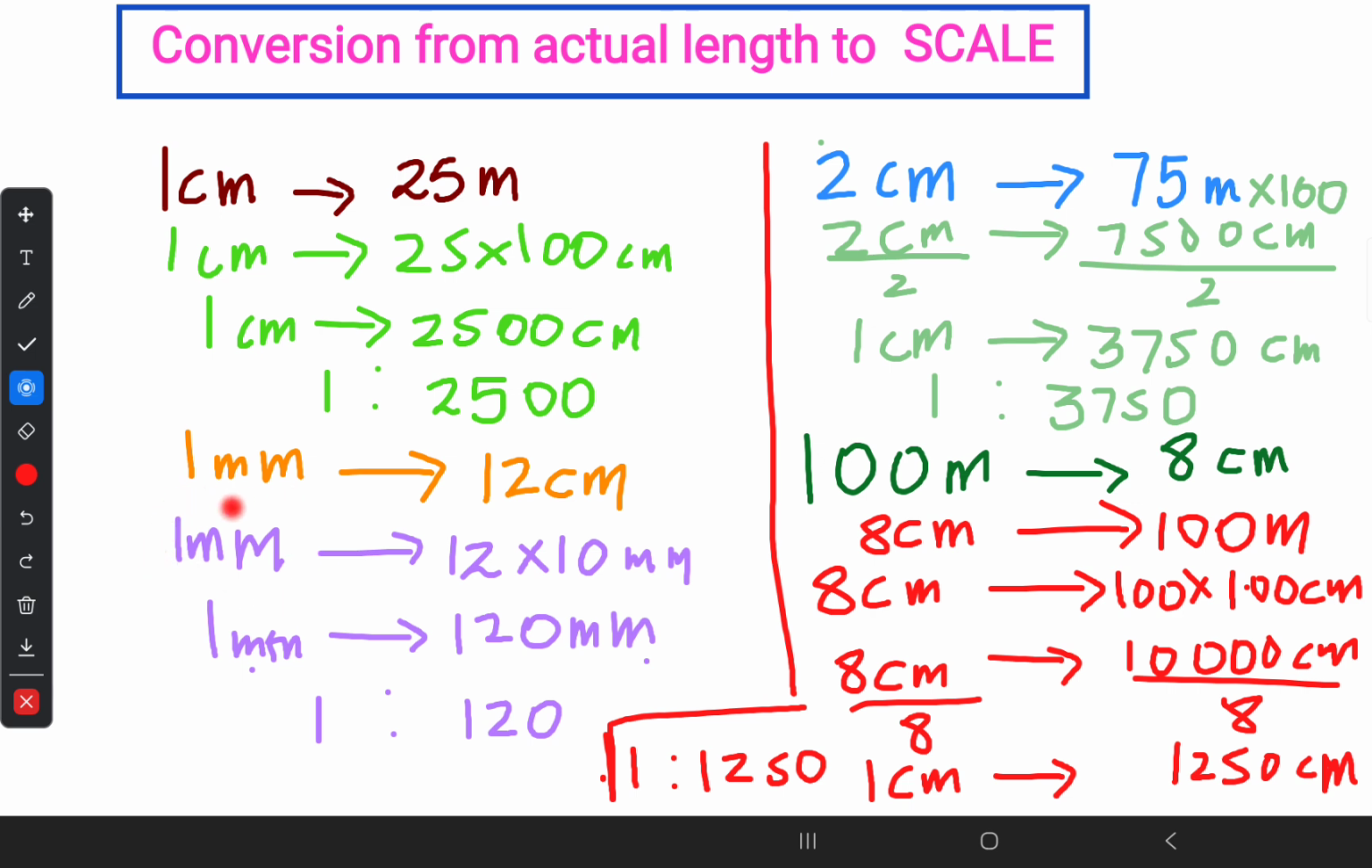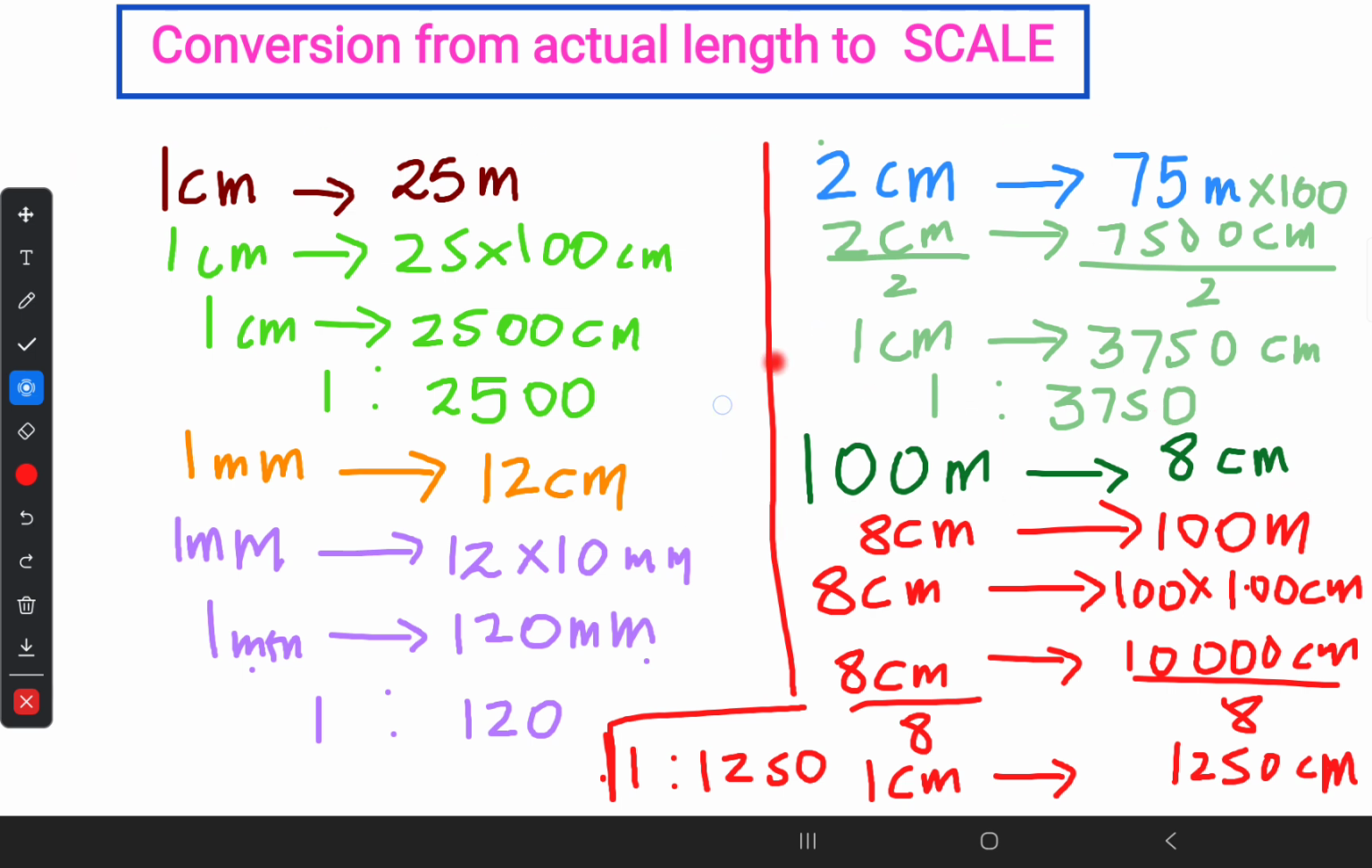So 1 millimeter, I am going to convert 12 centimeter also to millimeter. 1 centimeter is 10 millimeter. That's why I multiplied 12 times 10. 1 millimeter is 120 millimeter. Both units are the same and we have a unit 1. So 1 to 120, units are the same.